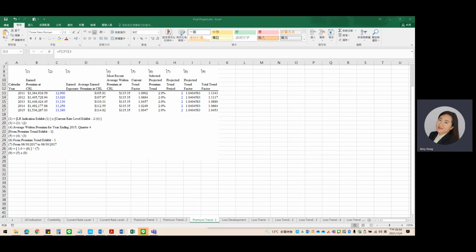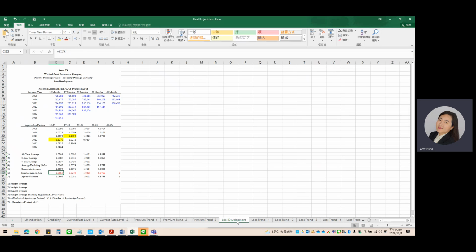Now we are all done with the rates and premiums. Let's look at the losses and expenses. First we need to select the loss development factor. By using the loss development triangle, we can obtain the age to age factor, which is the link ratio between development year, development month, or age.